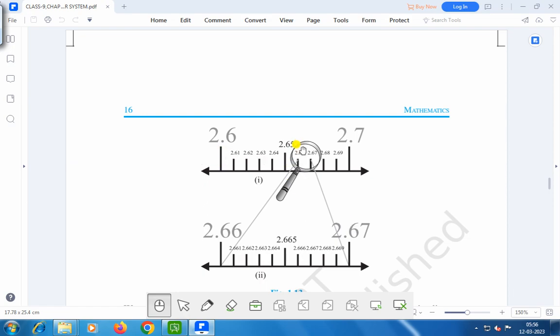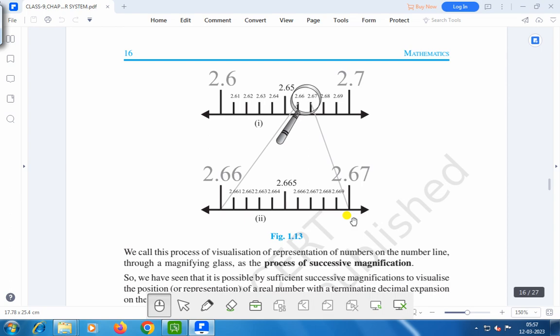If we magnify this again, we get 2.66, 2.67, 2.661, 2.662, 2.663, 2.664, 2.665, 2.666, 2.667, 2.668, and 2.669. Then we get 2.665 here. This point is 2.665, found after magnifying the numbers.